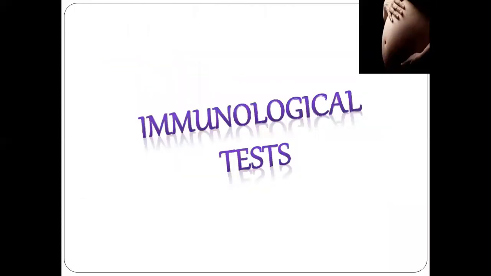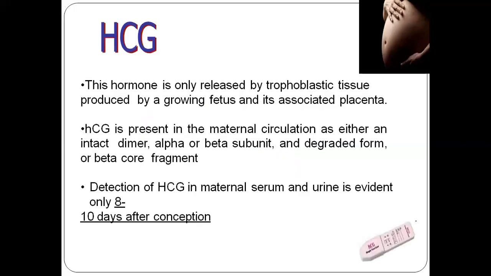Next is the immunological test. HCG test is done. What is HCG? It is human chorionic gonadotropin. It is present in the maternal circulation. So, urine pregnancy test: through the urine, it is excreted. So, if we are checking the urine of the mother, we are doing this procedure. Because of the presence of this HCG hormone in the urine, the color change will happen. The band will be visible, and by that we can ensure that the mother is pregnant.